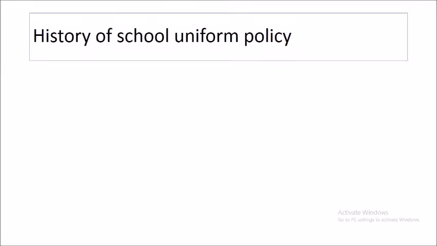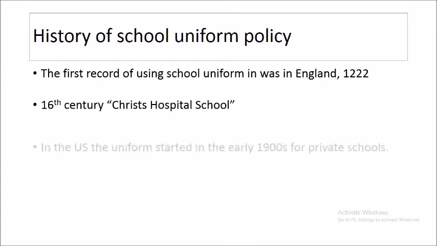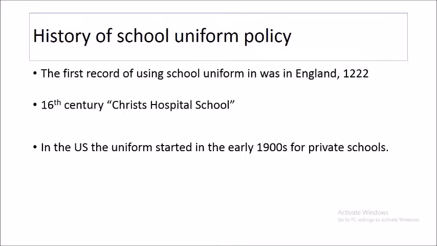Now, let's talk about the history of school policy. According to some resources, the first recorded use of the school uniform was in England, like 800 years ago, in 1222. But at the beginning of the 16th century, the school uniform policy started to be more familiar. And we have a good example of this, which is Christ's Hospital School. They have their own unique uniform, and you're going to see this in the next slide.